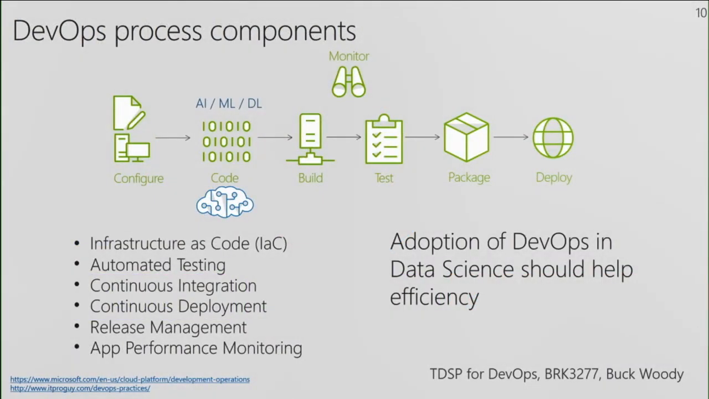Like I was mentioning, Buck Woody, in this other session mentioned in the bottom right corner, is going to go into a bit more detail on DevOps components. But in terms of the DevOps process components, these are the things that we feel are important: infrastructure as code, automated testing, continuous integration, continuous deployment, release management, app performance monitoring, and so on.